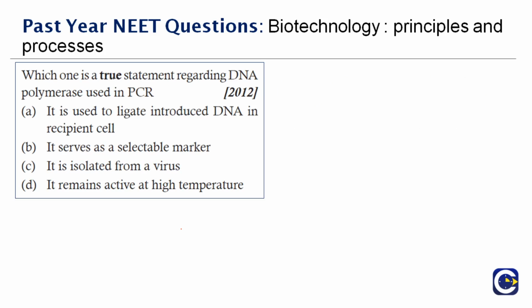Next question here. Which one is a true statement regarding the DNA polymerase used in the PCR? The name of this DNA polymerase that we use is actually Taq polymerase. And where is it obtained from? It's from a thermophilic bacteria called Thermus aquaticus. That is the name of the bacteria, and I told you something unique about it. They are bacteria which can survive in high temperatures. That is why they are called thermophilic. So now I think you'll be able to answer this.